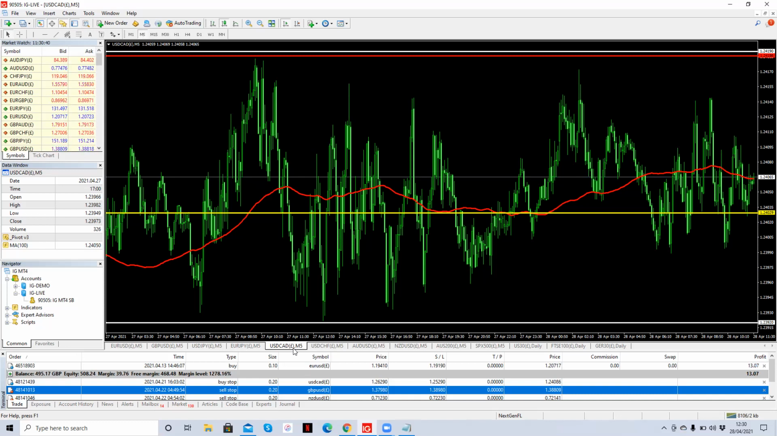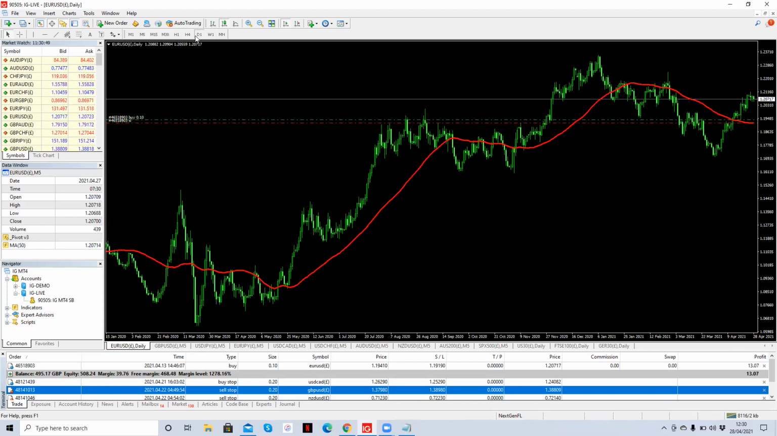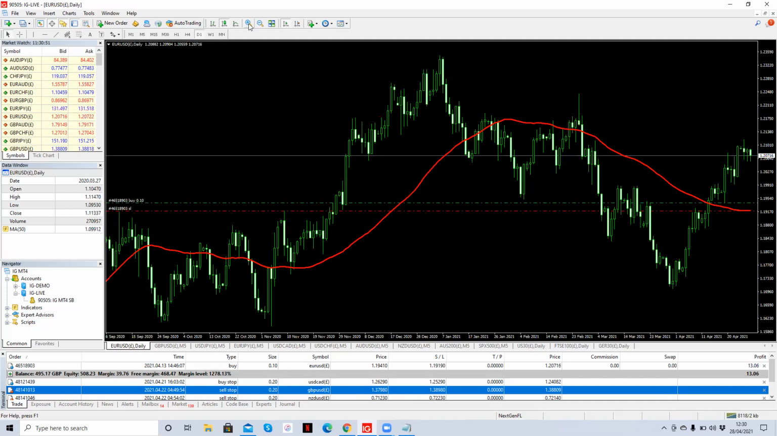You're going to go over your swing trading. Oh, okay. That's actually quite straightforward. So we'll go to the daily time frame, D1. So this is Euro US dollar first.